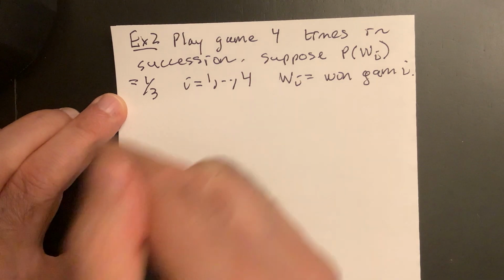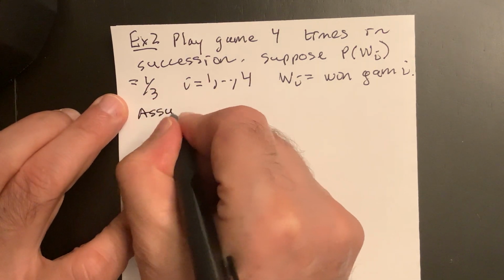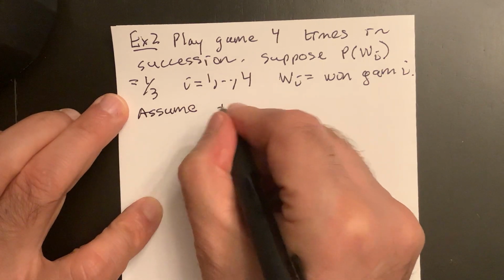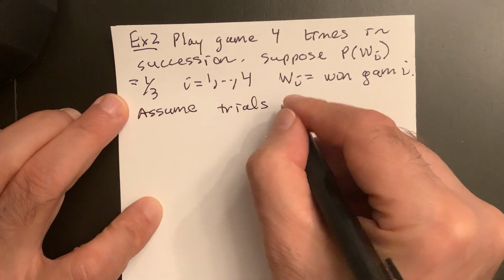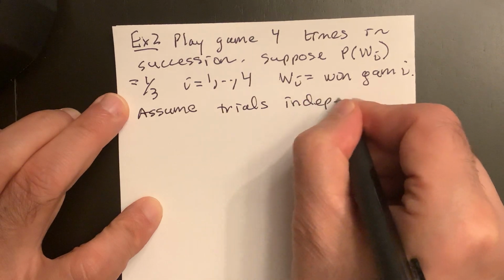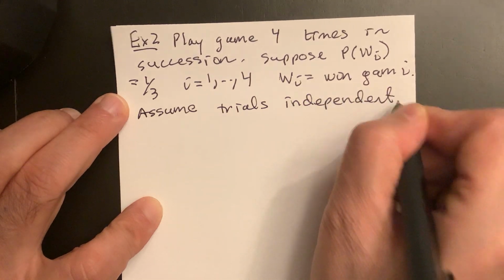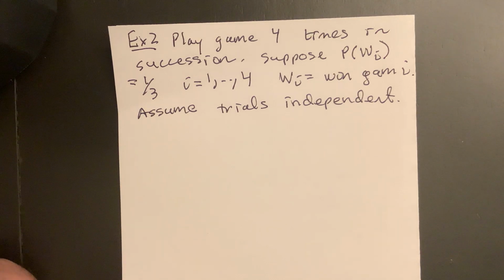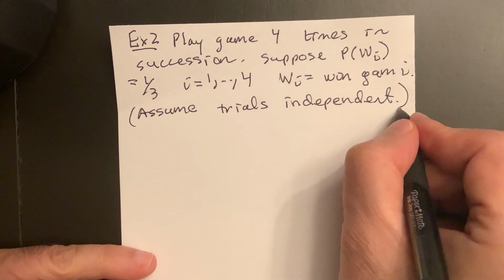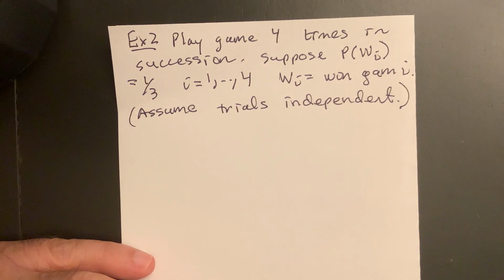Okay, and we will assume the trials are independent. We basically must assume that because we're not given any more information on the probability. If we're told it's a third every time, then they must be independent. So it's kind of a tacit assumption. I don't think it needs to be stated. Okay, play game 4 times. Probability we win any game is a third.